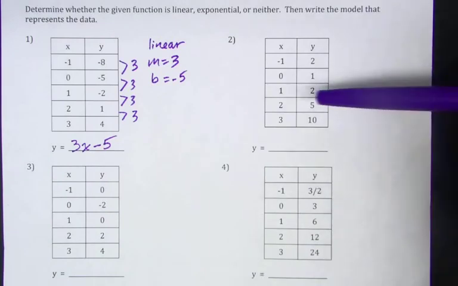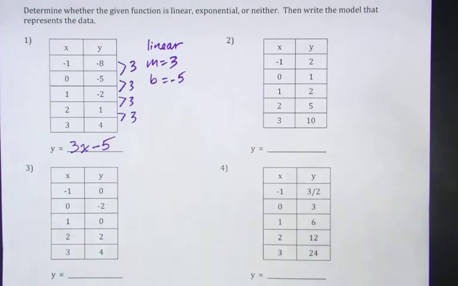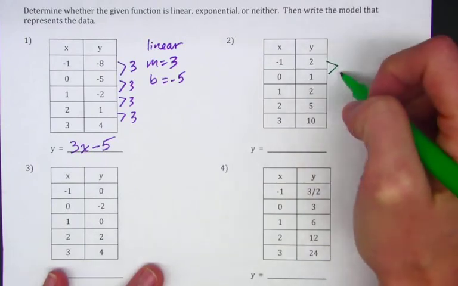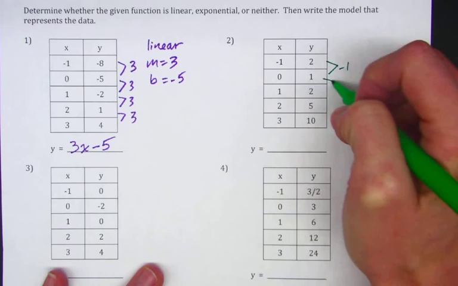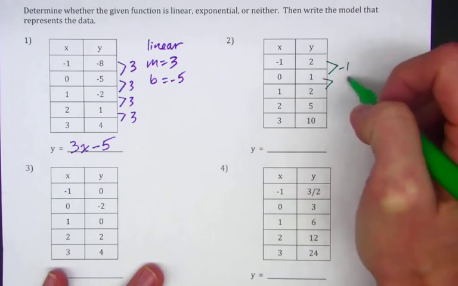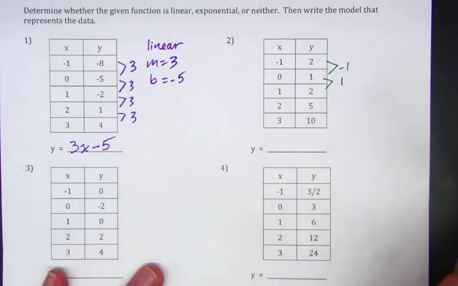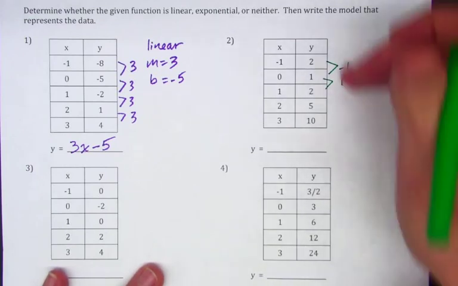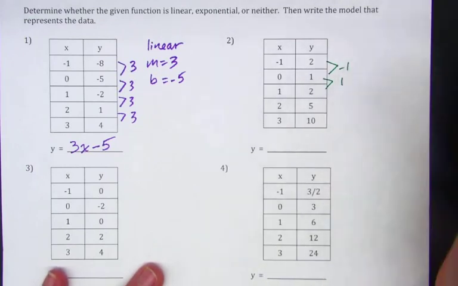For the next one here, we try the linear test first. So 1 minus 2 is -1, and then 2 minus 1 is +1. So right away we know that's not linear, because if it were, the change in the y values would be constant, it would be the same. So now we can try the exponential test.